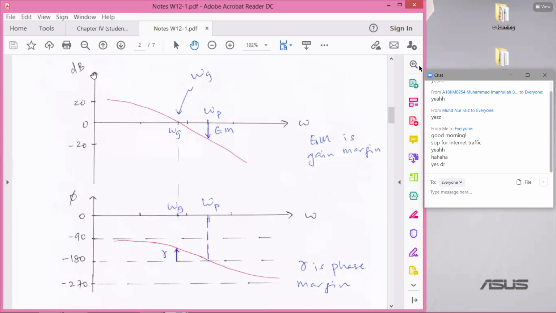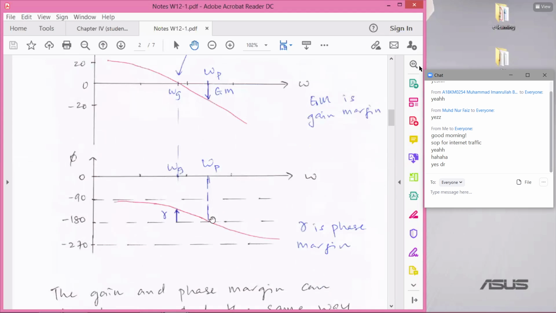So you plot decibel versus frequency, and then you plot the phase angle versus frequency. When the value of the phase angle is negative 180, the frequency corresponding to that is by definition called the phase crossover frequency. So this is the phase crossover frequency. The phase crossover frequency is the frequency when the phase angle is negative 180.